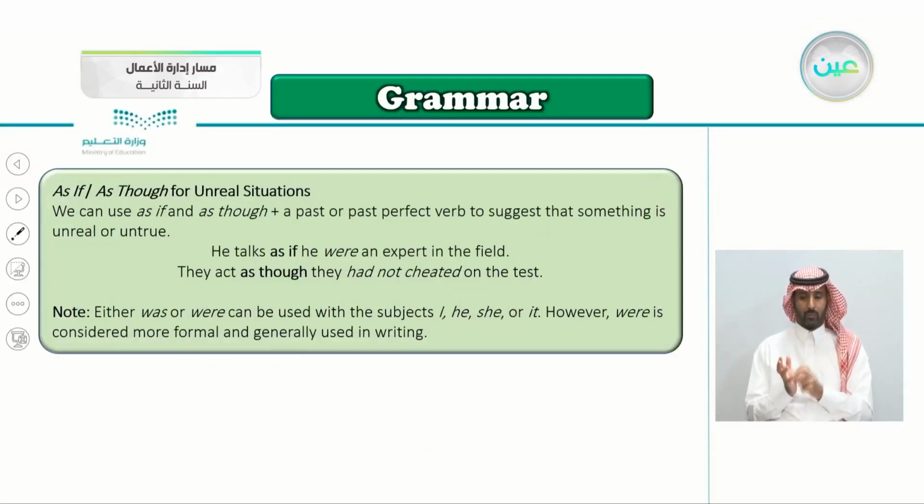Jumping on to another part here, as if, as though, for unreal situations. Unreal, from the name itself. Unreal, not real. We can use as if and as though plus a past or past perfect verb to suggest that something is unreal or untrue. Again, we can use as if and as though plus a past tense or a past perfect tense verb to suggest that something is not true, not real, unreal or untrue.